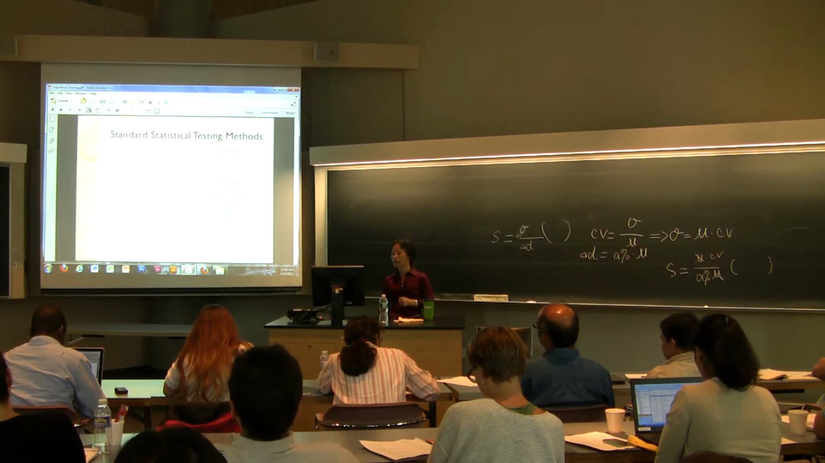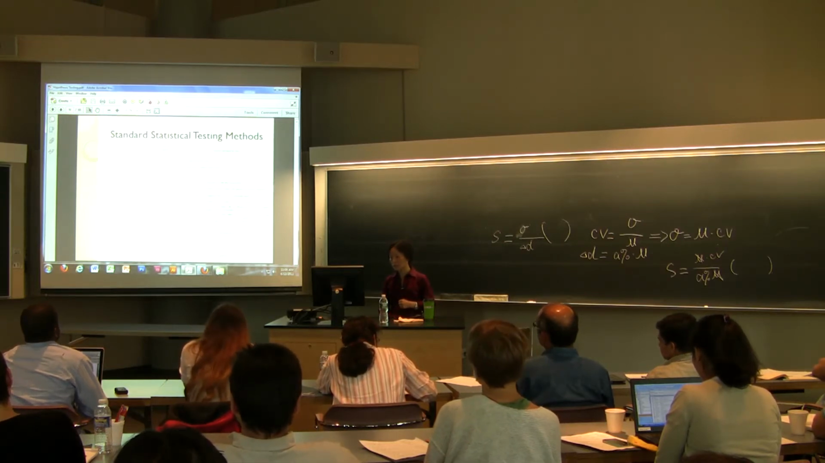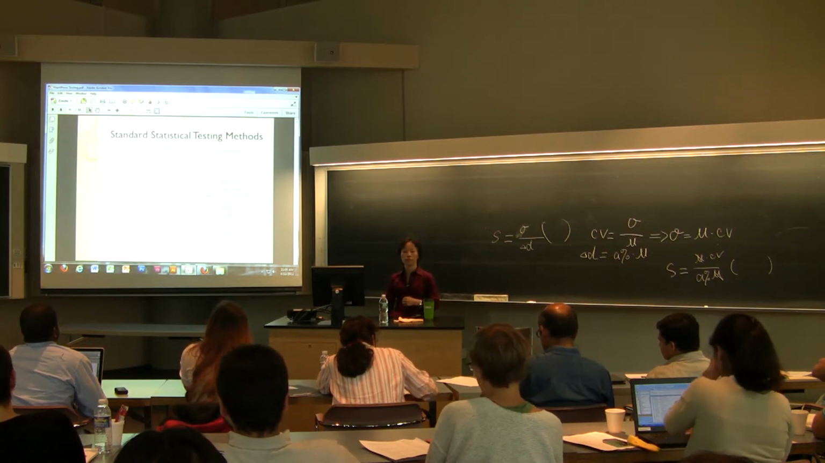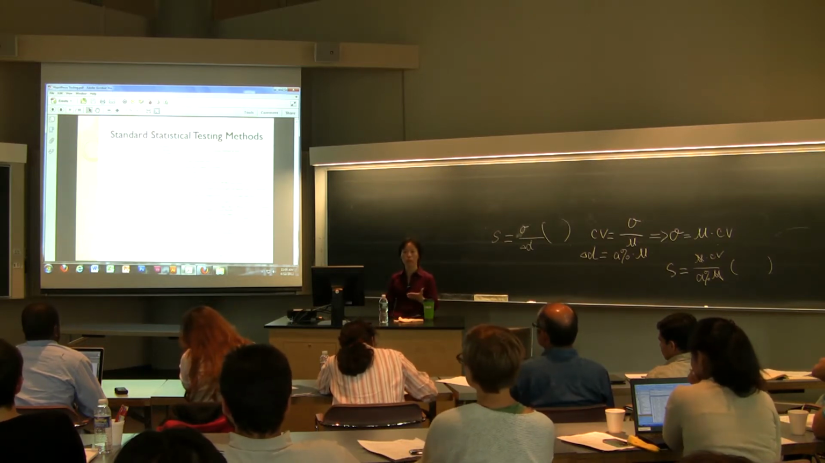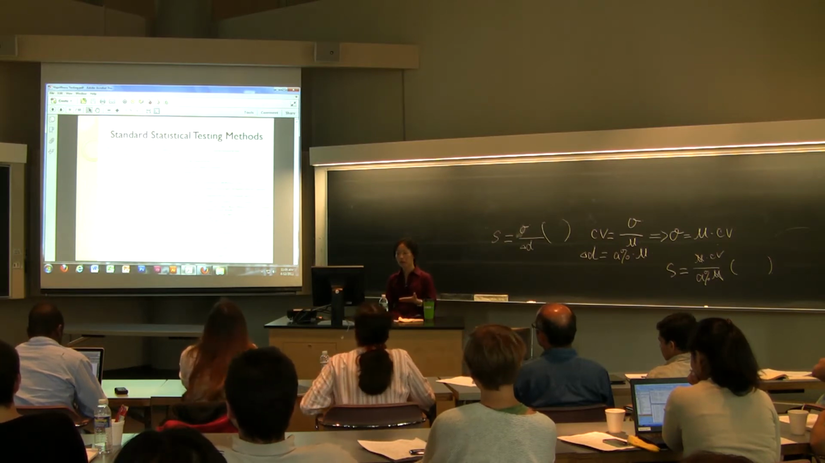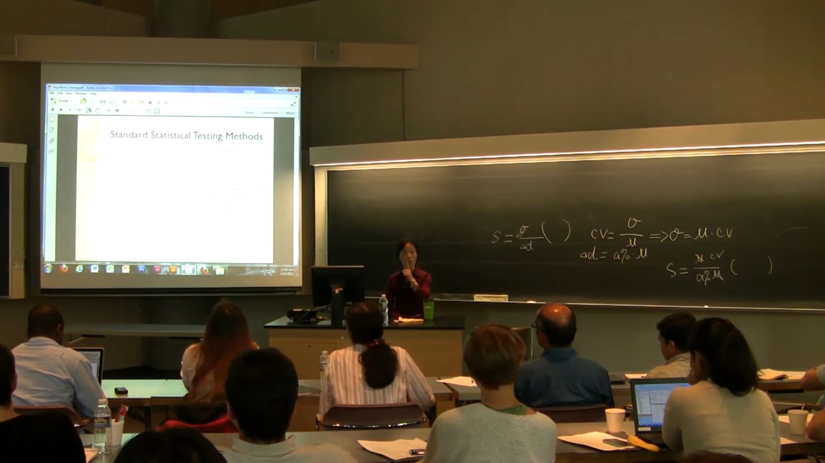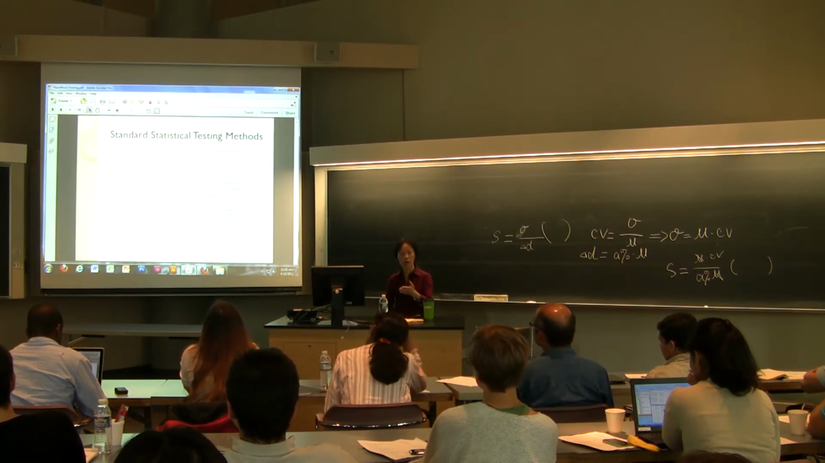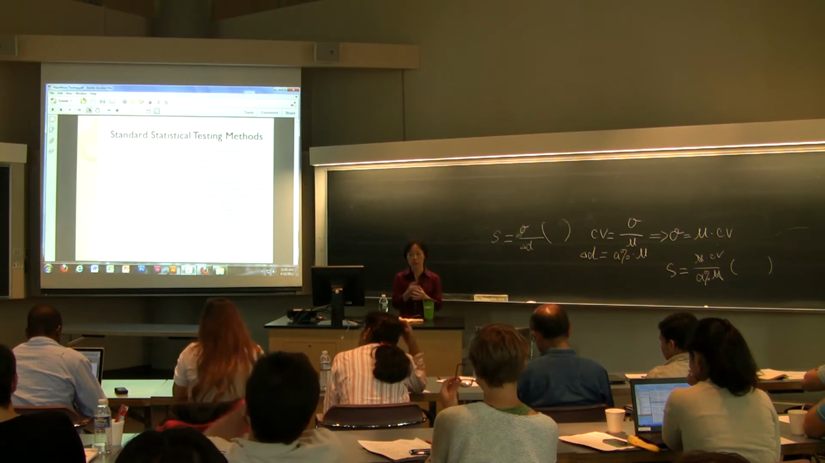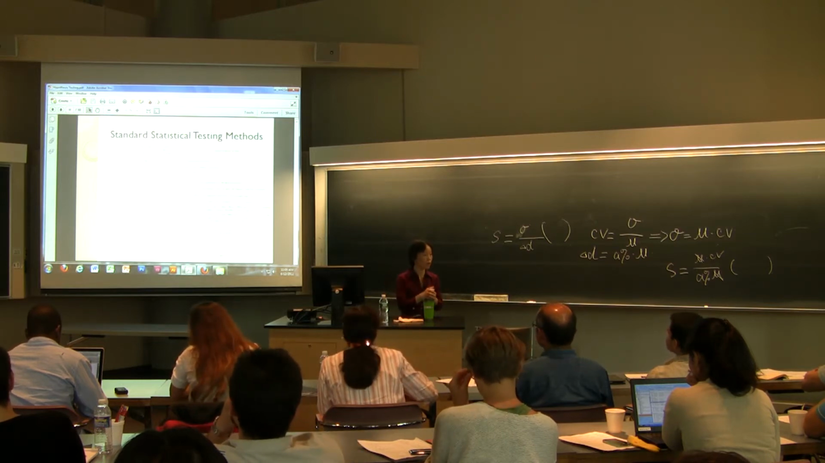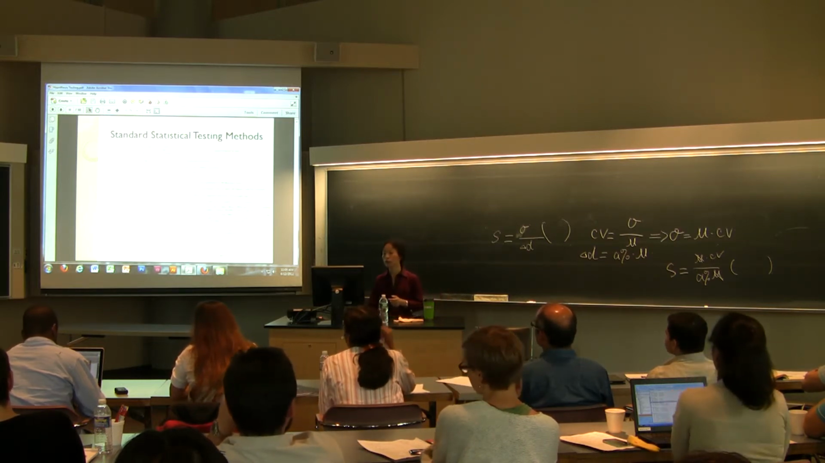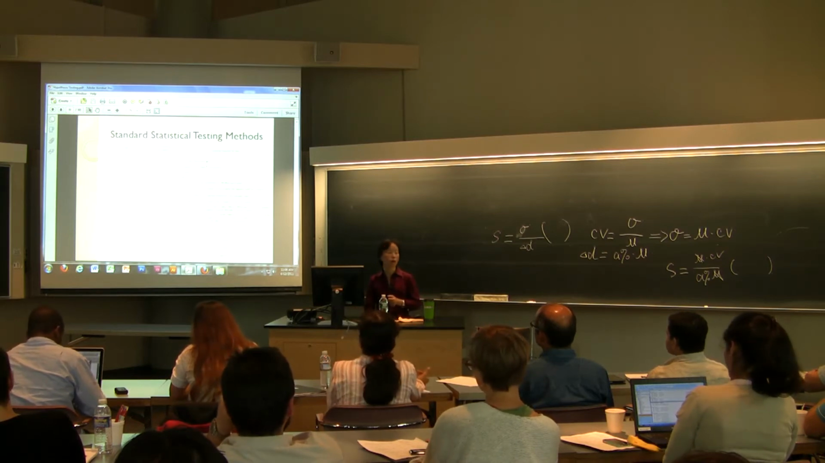Here are the standard statistical testing methods. I put in the usual common cases. What should we do? For example, if the type of data is binary, and we have just one sample, we want to compare the positive rate. We want to see whether the positive rate is 0.3. In this case, we can do a one-sample binomial test.